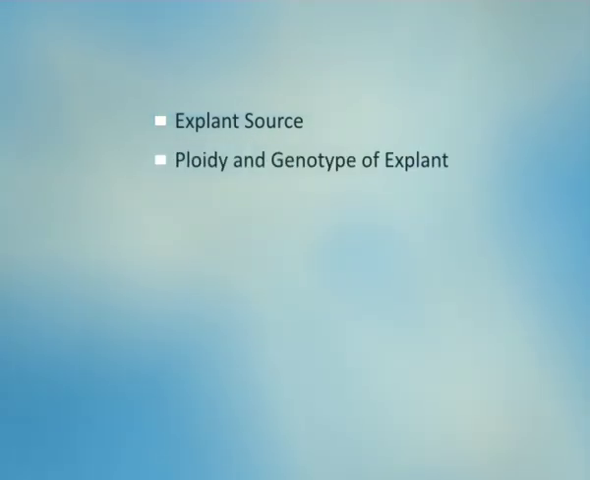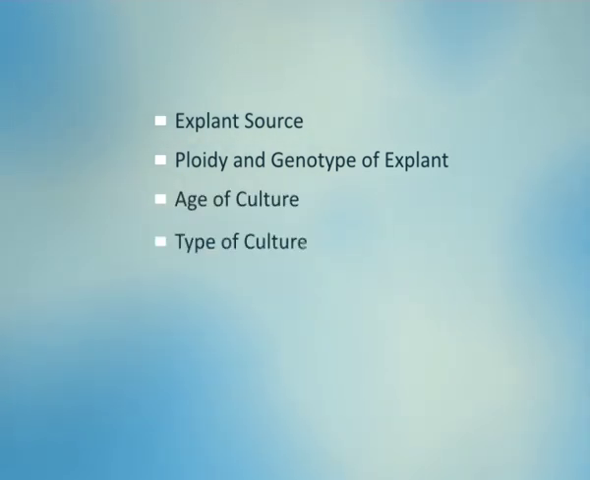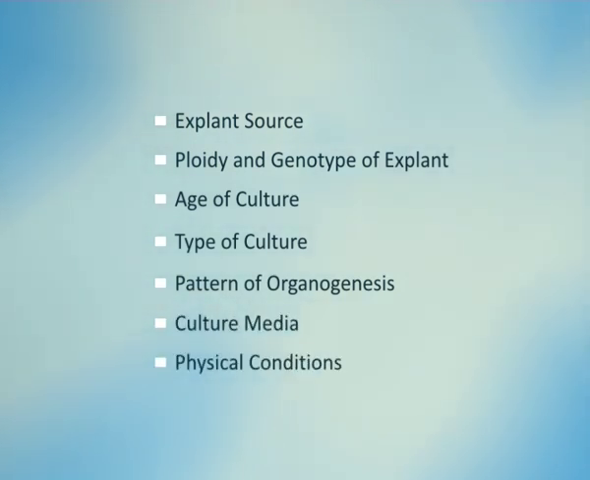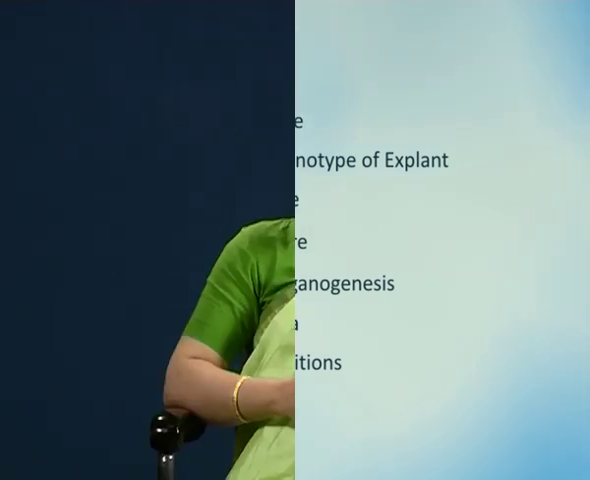The type and frequency of somaclonal variations depends on several factors including explant source, ploidy and genotype of explant, age of culture, type of culture and pattern of organogenesis, culture media and physical conditions, etc. Generally, the chances of generating somaclonal variation is greater when ploidy levels of cells are lower than the usual ploidy level of the respective species and cultures are maintained for longer duration in callus and cell suspension phase of culture.